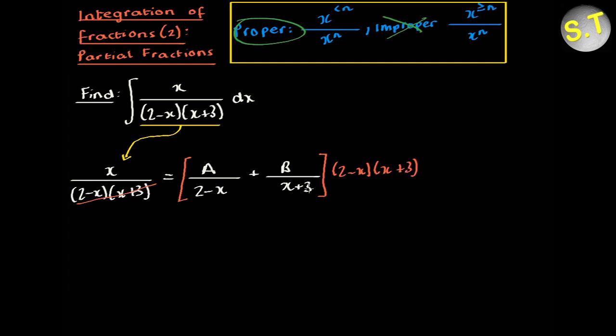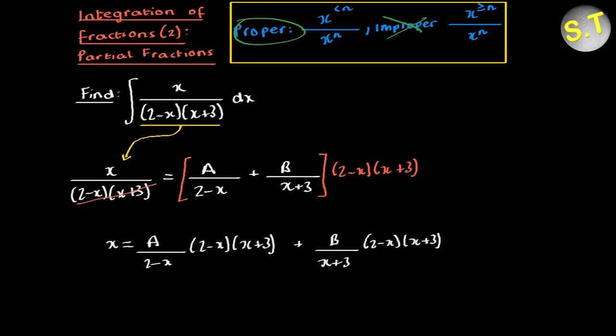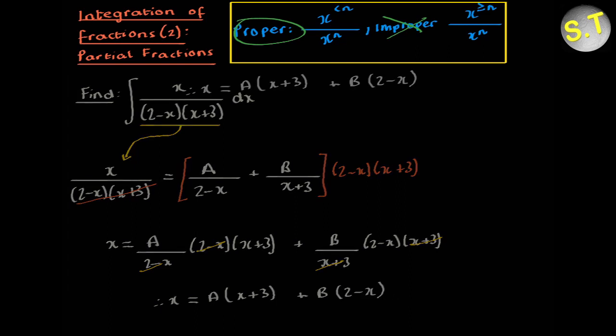And then this x plus 3 value will cancel with this one, so we'll be left with a b times 2 minus x. So as you can see, this will cancel with this, and this will cancel with this. And then we're left with a much simpler expression. So therefore, x is equal to a times x plus 3 plus b times 2 minus x.